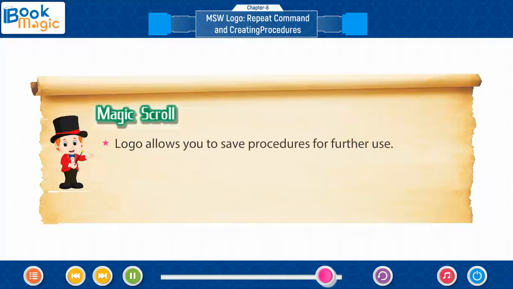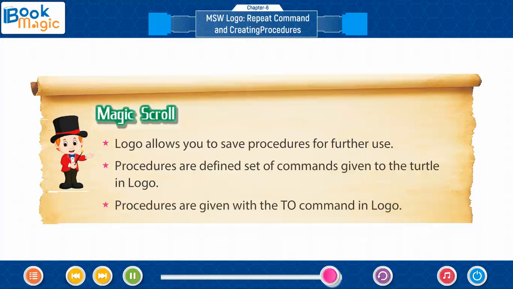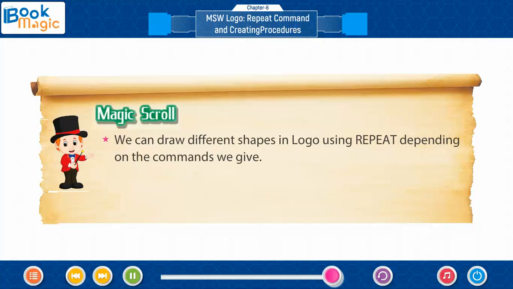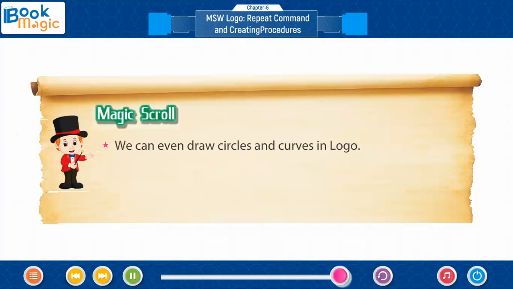Magic Scroll. Logo allows you to save procedures for further use. Procedures are defined set of commands given to the turtle in Logo. Procedures are given with the TO command in Logo. We can draw different shapes in Logo using repeat depending on the commands we give. Repeat commands enable us to give a set of commands to the Logo to be repeated a specific number of times without typing them out again and again. We can even draw circles and curves in Logo.